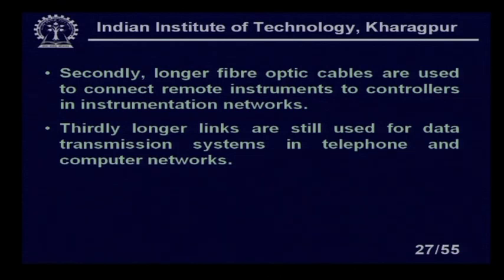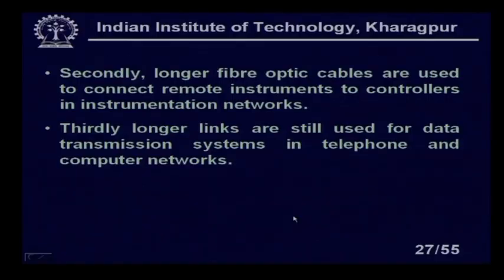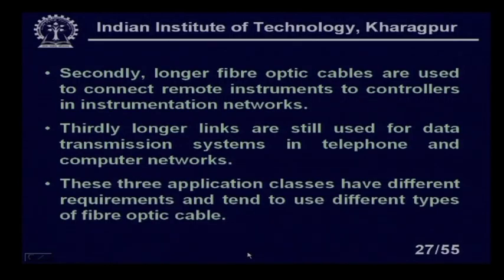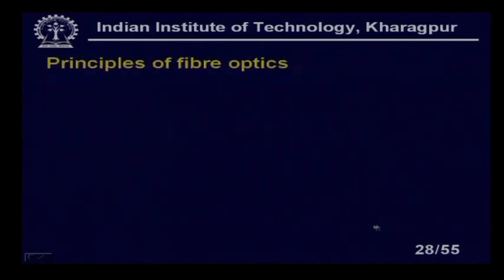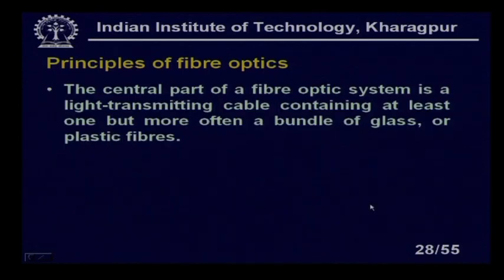So, with electrical transmission there are a lot of problems, so we can switch to fiber optic sensors. Thirdly, longer links are still used for data transmission systems in telephones and computer networks. We will not cover that in much detail, that is in the communication part. These three application classes have different requirements and tend to use different types of fiber optic cable. Principle of fiber optics. The central part of a fiber optic system is a light transmitting cable containing at least one, but more often a bundle of glass or plastic fibers.